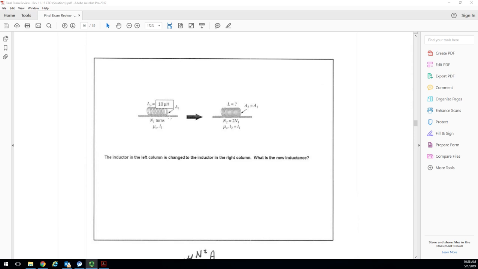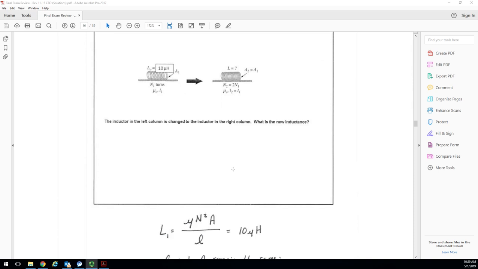So in this case, we have a 10 microhenry inductor here, and we're going to keep the area the same. We're going to keep the core material the same. Looks like it's air here. And we're going to keep the length the same. The only thing we're going to do is double the number of turns. So in our equation, the number of turns is squared. So if we keep this the same, that's a 1. If we keep this the same, that's a 1. If we keep this the same, that's a 1. However, n becomes 2 because we're doubling the number of turns.